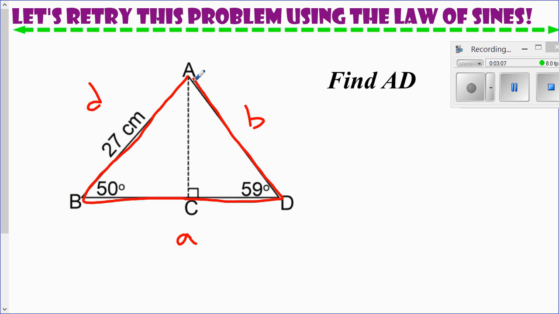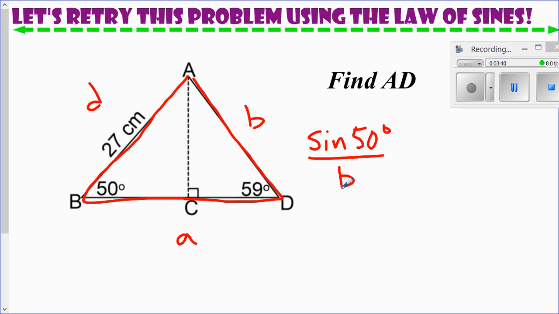So I'm focusing on that triangle. So I have to decide here which ratio I want to use. Well, obviously, if I'm looking for AD, which is length b, then I definitely want to use that piece. So I'm going to use the sine of 50 degrees divided by the side that's opposite of that, which is the one we want, which is AD, which we're calling b. So I want to use that one.